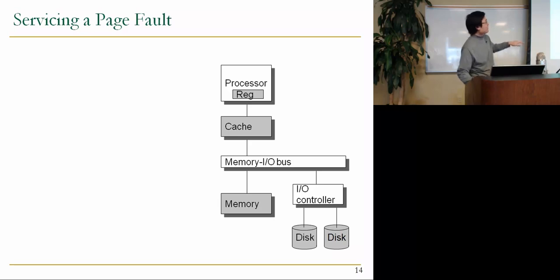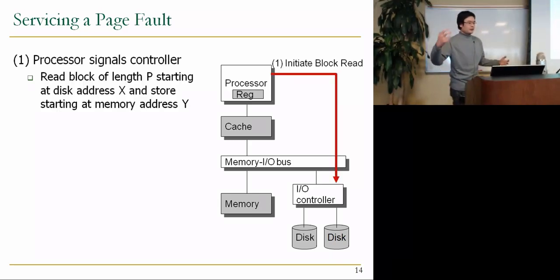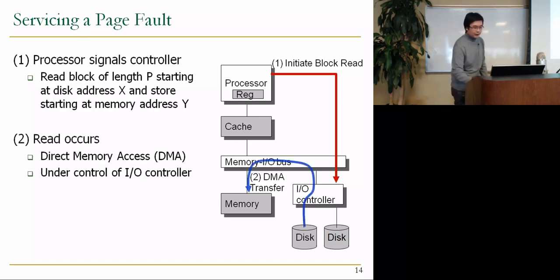So in order to service a page fault, I'm going to have a separate diagram that shows the processor, the memory, the I/O bus that connects the memory and peripherals on your system, and the I/O controller that connects the disk to the memory. Whenever you have a page fault, the processor signals the controller saying, oh, I have a page fault. I would like to read a block of length, say P, at this address X and store it at memory address Y. So first of all, the processor initiates the block read to the I/O controller. The I/O controller reads that block from disk. And then the read occurs.